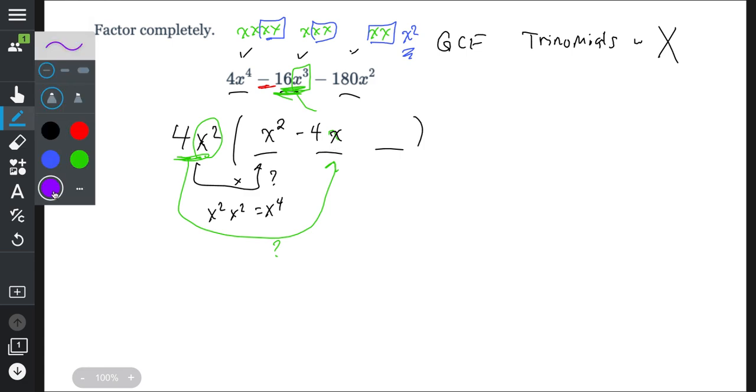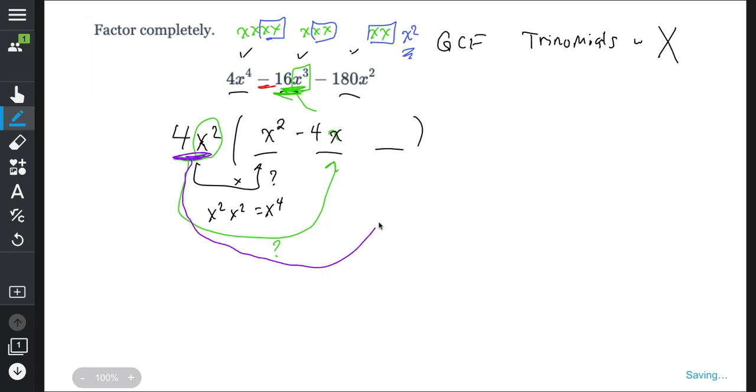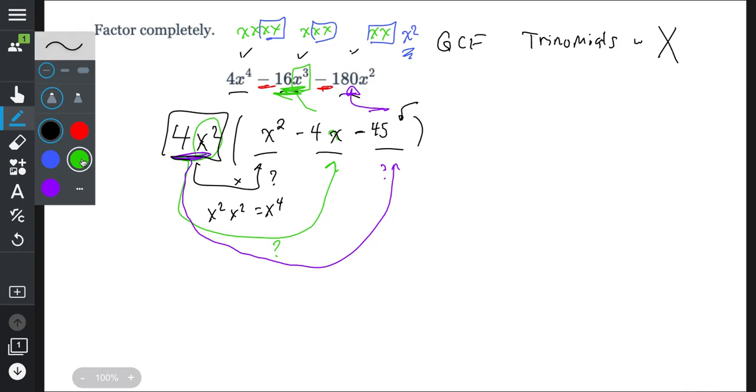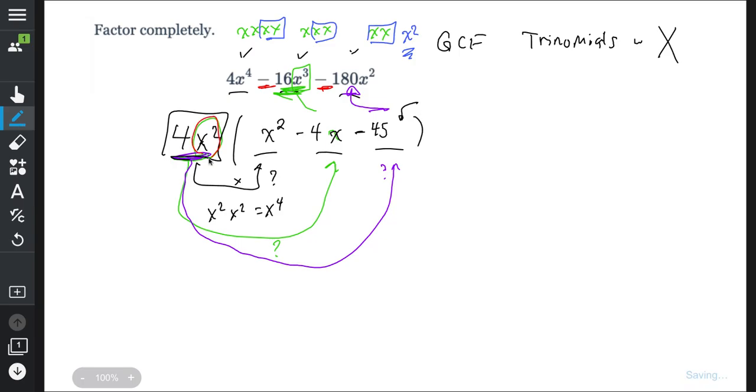And lastly, 4x times what is going to get us 180x squared? Well, let's notice there's a negative here, so our answer is going to be negative, and I did it on the calculator, 45. And we don't need to put anything else here because it's 4x squared. This has both of the x's needed to make the x squared right there.